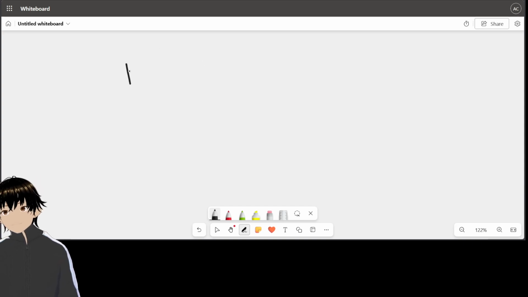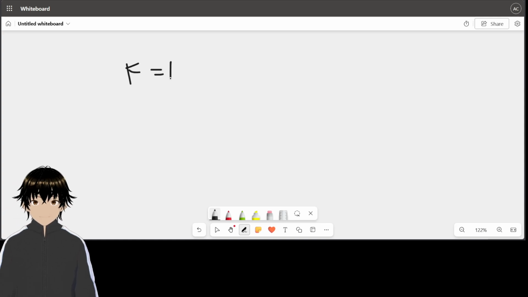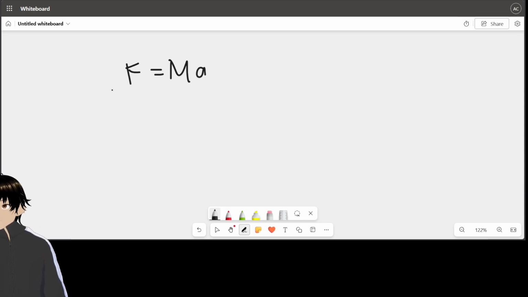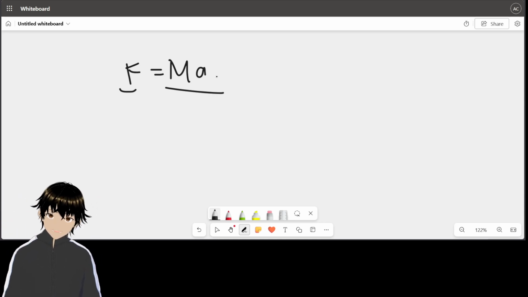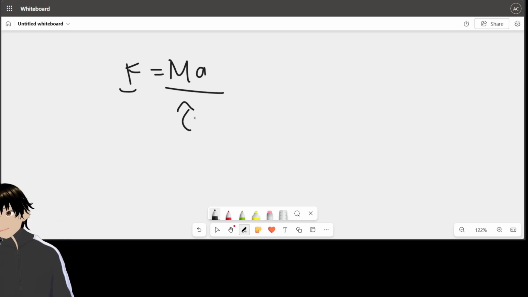So we have F equals ma. I'm sure a lot of you already know what this means: force equals mass times acceleration. This is basically where kinematics happens.